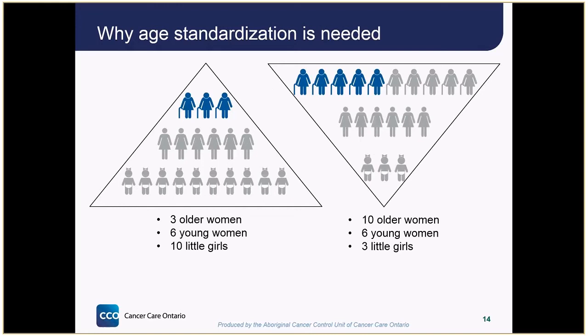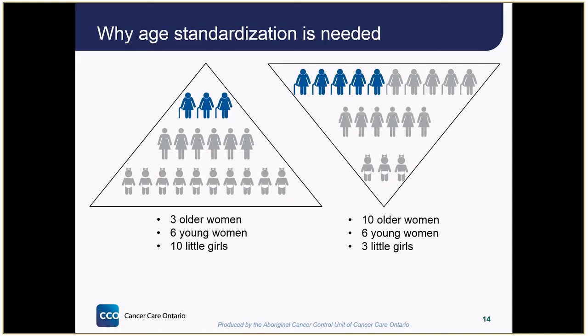This example shows us why looking at age groups is so important. Let's imagine we're comparing two populations. One, on the left, is a younger population with many children, many young women, and very few older women. The other on the right is an older population with many older women and fewer young women and fewer young girls. At first glance, we would think that there was more cancer in the population that has mostly older people, 5 cases in the population on the right compared to 3 cases in the population on the left.